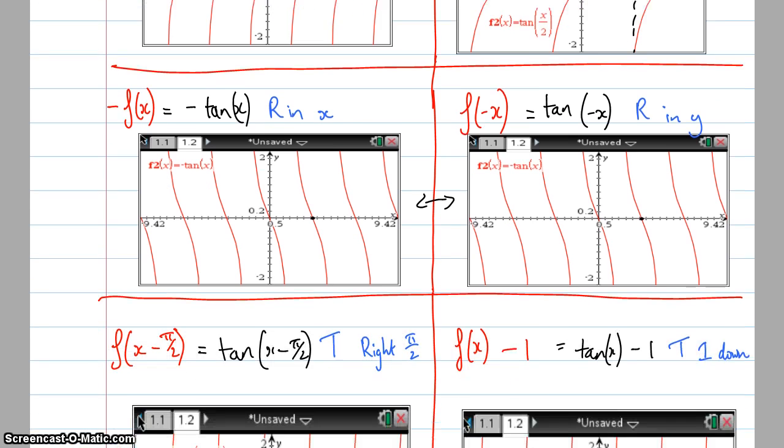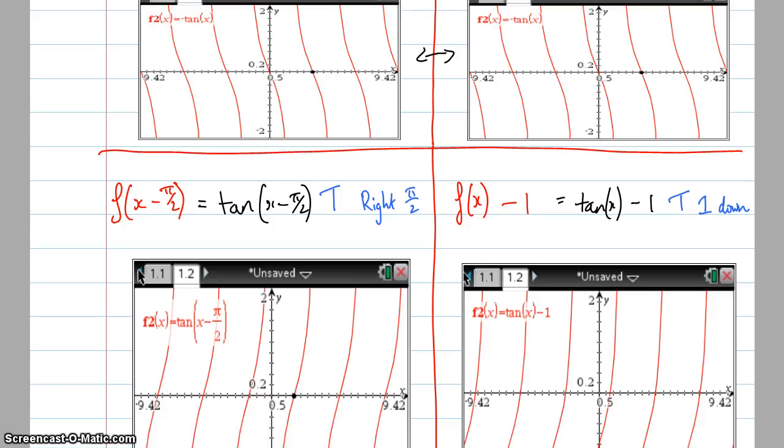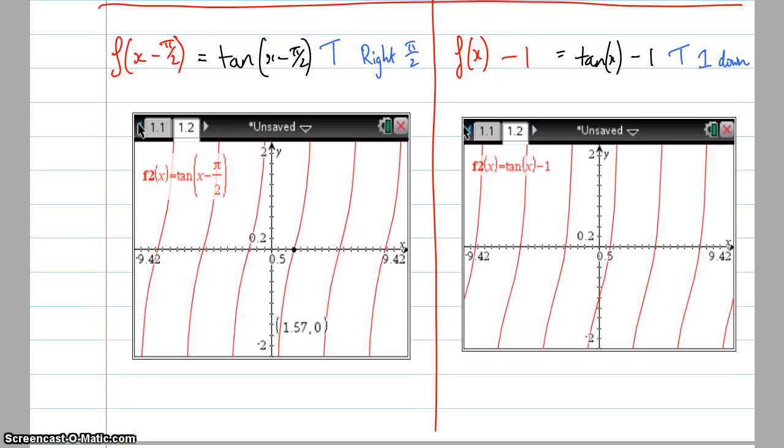Okay, if we've got a translation, let's just say a translation of pi on 2 units right, that would be f of x minus pi on 2. That means replace x with x minus pi on 2. With a translation of pi on 2 units right, it's probably easiest to see the asymptotes that are changed. So instead of being at pi on 2, it's now x equals pi, and so on. So asymptotes are probably the easiest to find for this one.